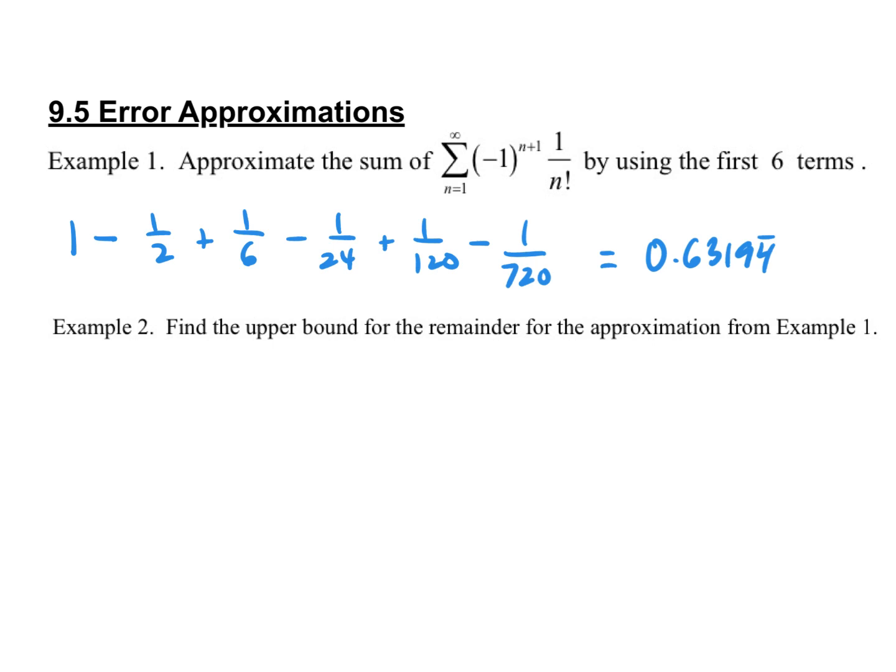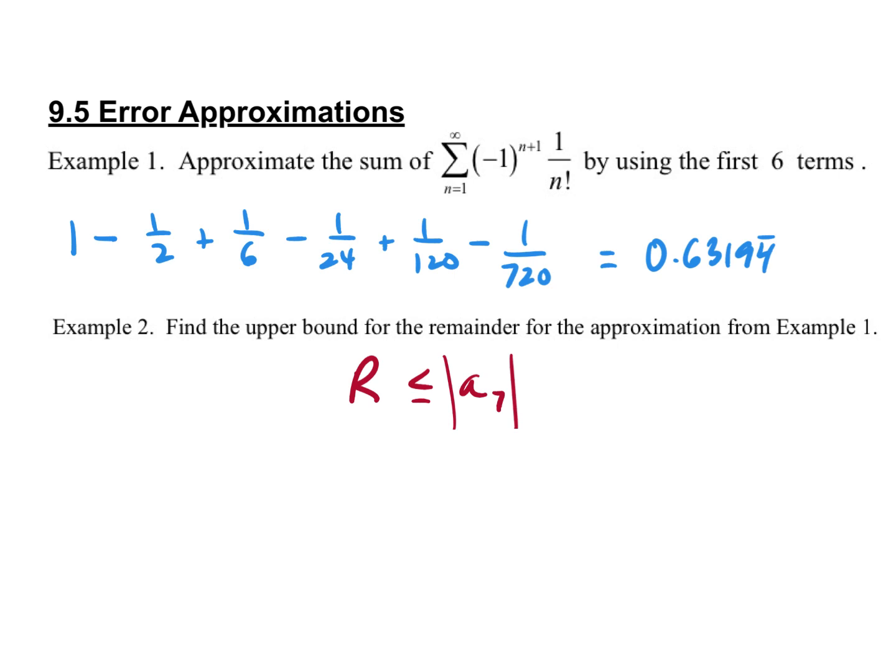Well, we should know how to find that now. What is it? Where would I go? What would I look for? The 7th term. The 7th term is going to be where the remainder is. The remainder is less than or equal to the 7th term. So that means the biggest possible value the remainder can be is the 7th term.